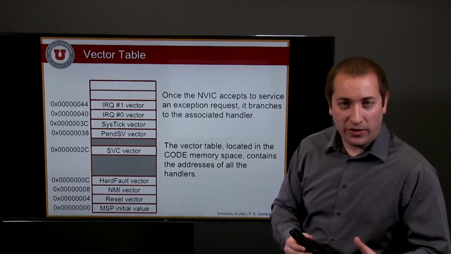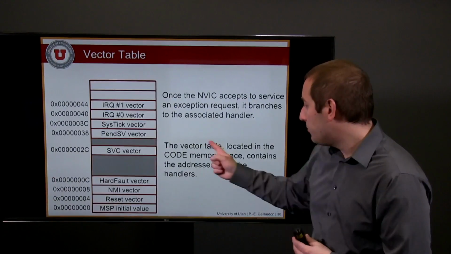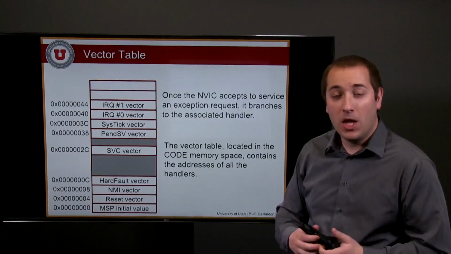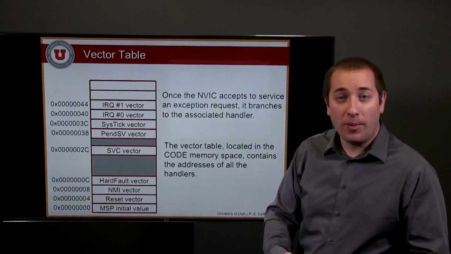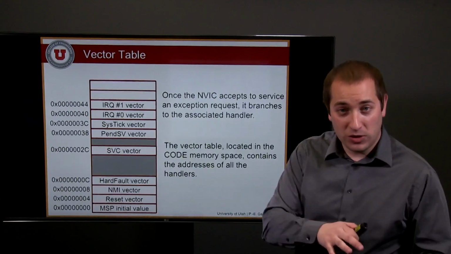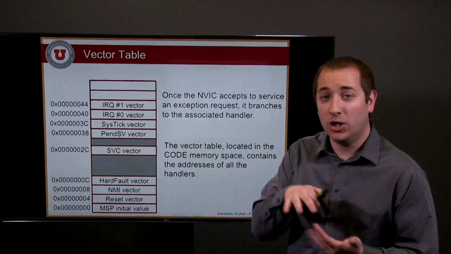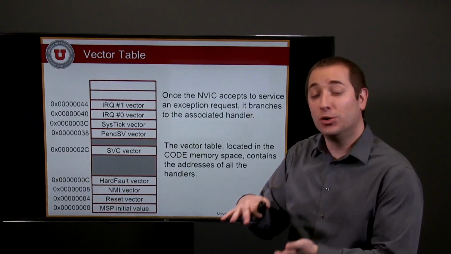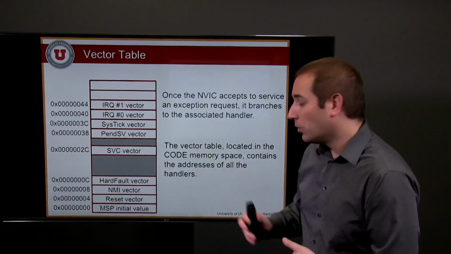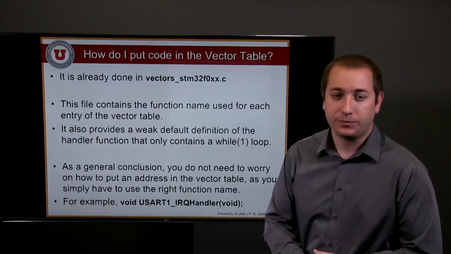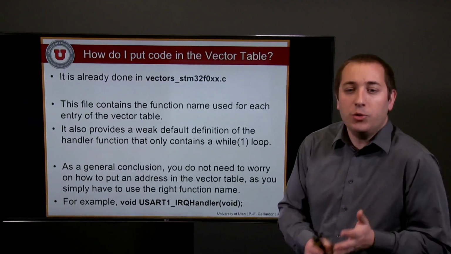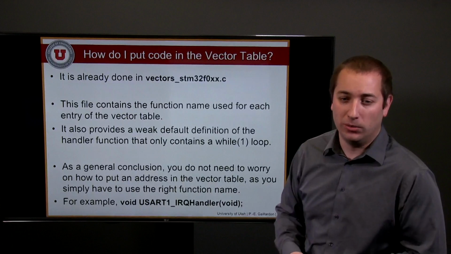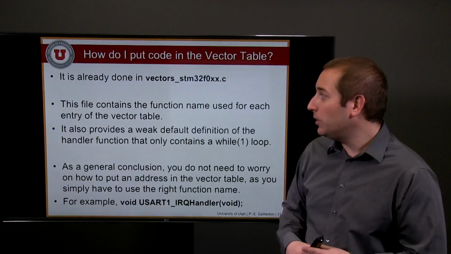This vector table, as I said, is at the bottom of the memory, which is part of our code memory space. So everything is set up at compilation time. When you start loading your flash, you basically not only load your program, but you also load all the parameters for your vector table. Now, how do I put code in the vector table?